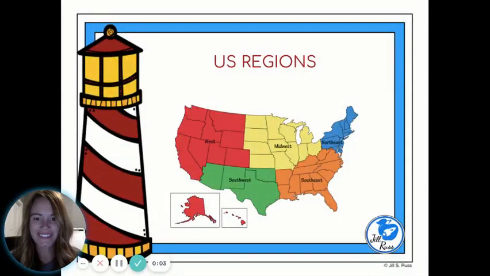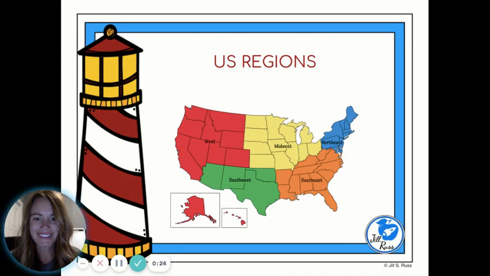Hello, we are starting our next unit in social studies, which is learning about the U.S. regions. As you can tell, the U.S. is divided up into five different regions: the Northeast, the Southeast, the Midwest, the Southwest, and the West.